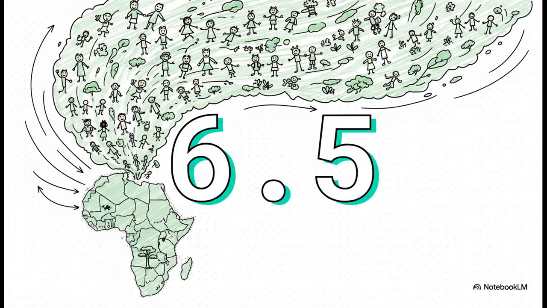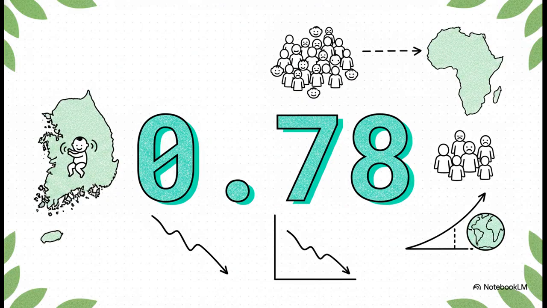To really ground this, let's look at the number 6.5. That is the current, staggering TFR in countries like Niger and Mali today. So we're talking about one woman averaging over 6 children in her lifetime. That is exactly what drives explosive, exponential population growth. But then, on the absolute flip side, look at 0.78. That's the reality in South Korea right now. And that's not just low, that is literally the lowest rate ever recorded for a large country in human history. The global average is hovering around 2.3, but man, that average hides some absolutely wild, fascinating regional extremes.